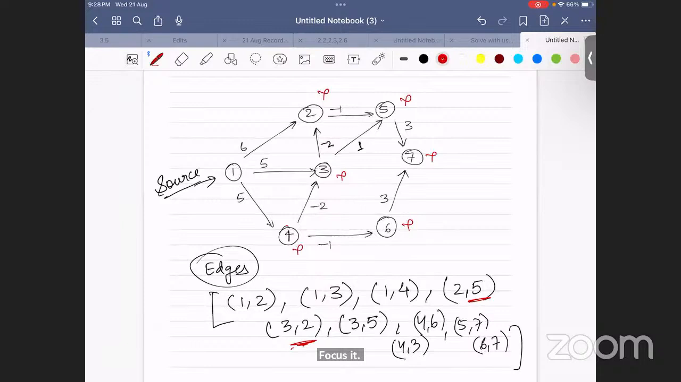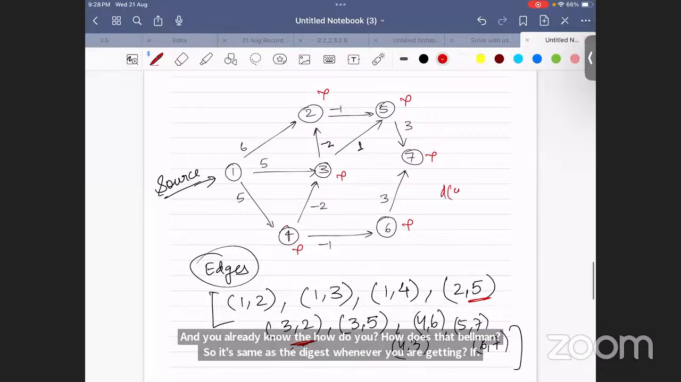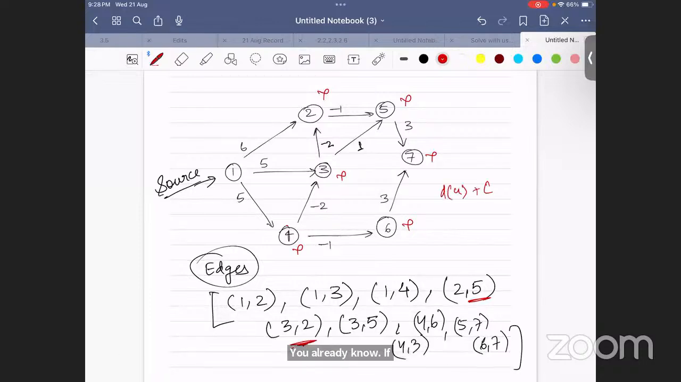And you already know how Bellman-Ford works. It's the same as Dijkstra. Whenever you are relaxing an edge, if du plus the cost of going from u to v is less than dv, then you replace the value. Otherwise you should not do anything.